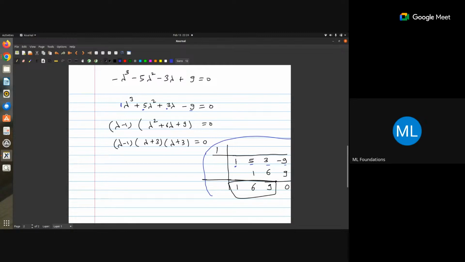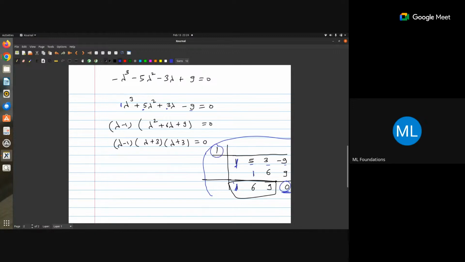So what I have done is, I have kept 1 here as it is. 1 into 1 is 1, so 5 plus 1 is 6, 6 into 1 is 6, and 6 plus 3 is 9. So this remainder 0, we'll have to ignore, and whatever these coefficients are, they become the coefficients of your polynomial of 1 degree less. How did this 1, 6, 9 come?